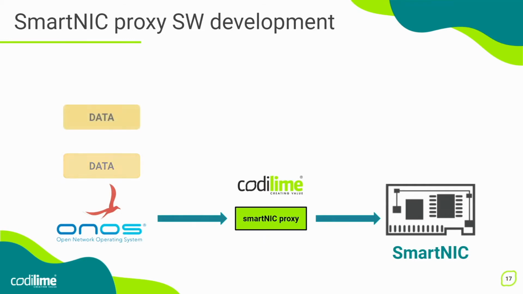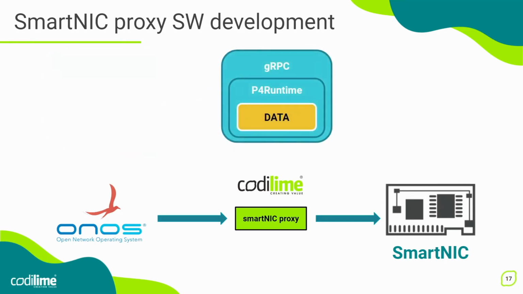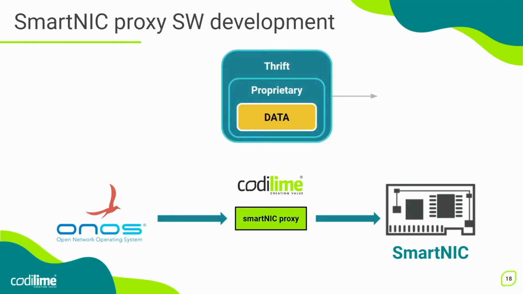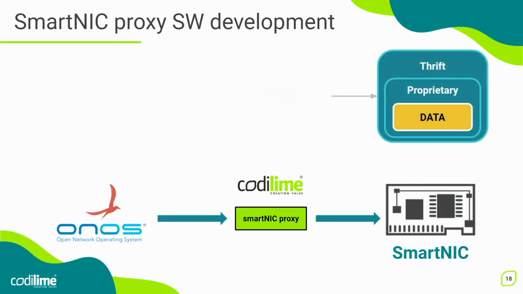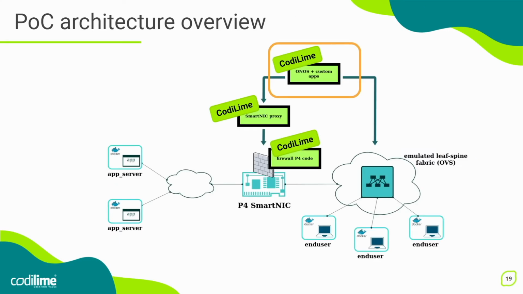How does it work? ONOS populates firewall tables using P4 runtime protocol. The appropriate messages are accepted by the gRPC server implemented within the SmartNIC Proxy application. The data is then repackaged into the Thrift-based manufacturer protocols and sent to SmartNIC. This is how the SmartNIC Proxy application works. This makes communication between ONOS and SmartNIC possible. But of course, that's not all.